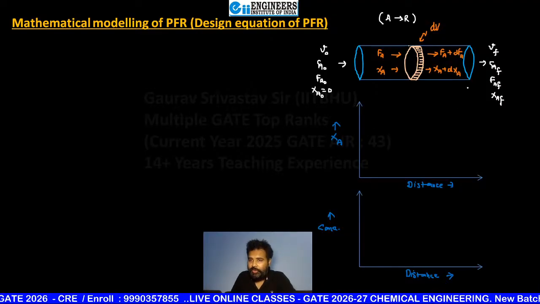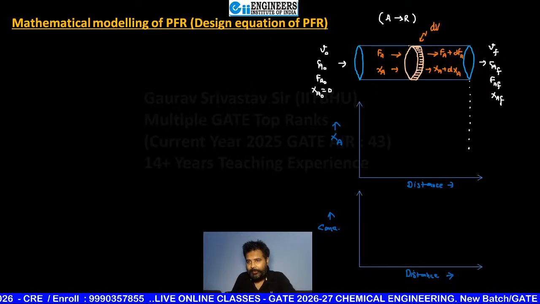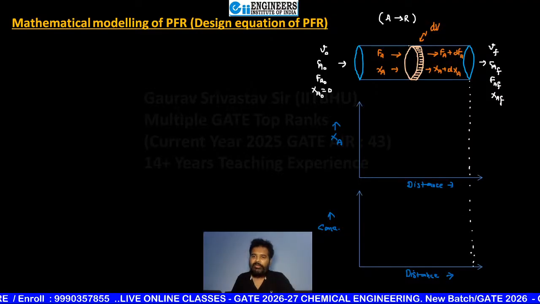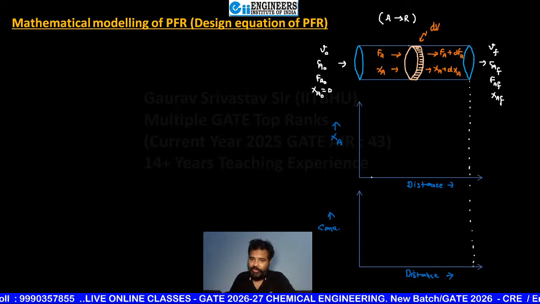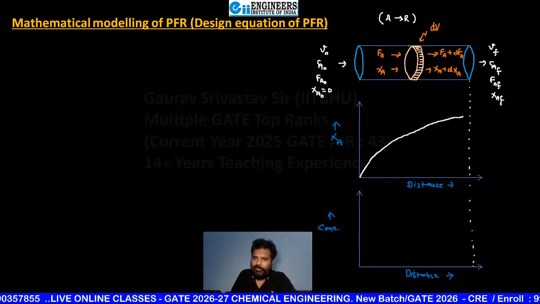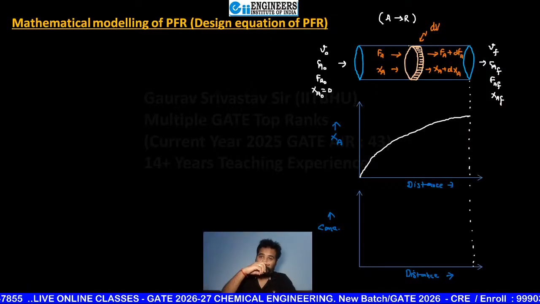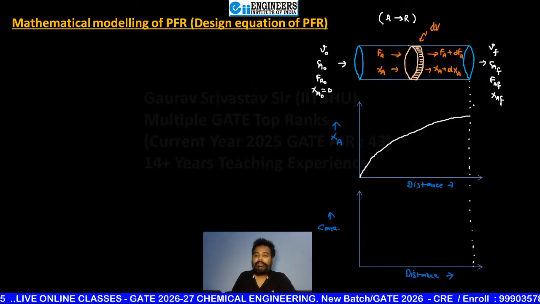So suppose this shows us the exit side. Distance traveled, you can write like this. If x naught is 0, then you have to start from here and it will move like this. This is a typical graph that I'm showing you. Okay, this is the conversion.